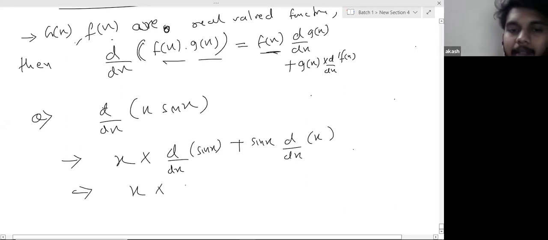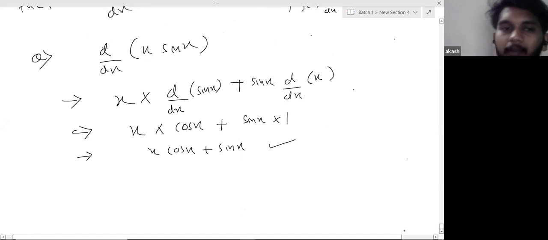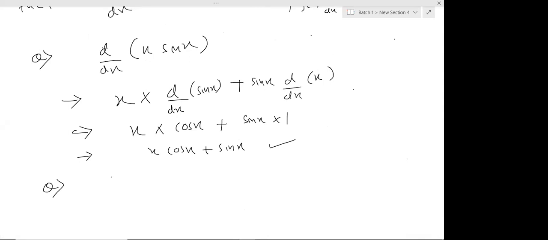Now x into differentiation of sin x, which is cos x, plus sin x into differentiation of x, which is 1. So what you get here is x cos x plus sin x. This is the answer. All right, note it down and solve another question. x cube sin x upon cos x. All right, differentiate this one. I'll give you a few minutes.